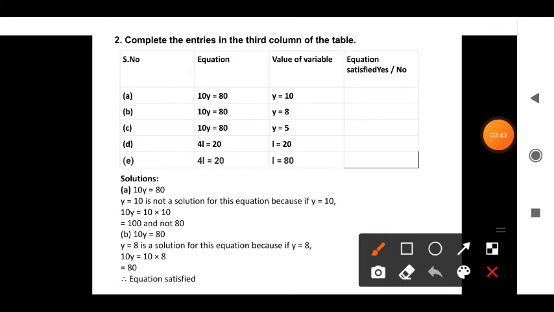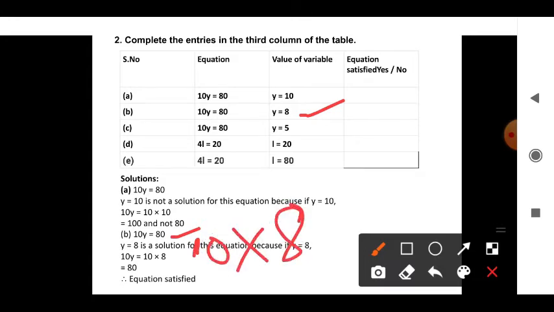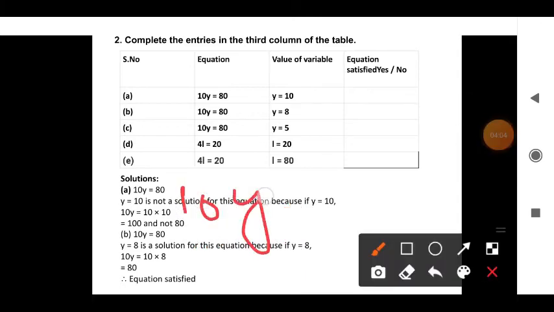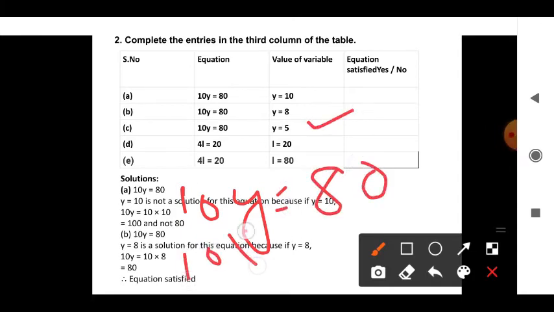Next, 10y equals 80. So here y equals 8. Instead of y you have to substitute 8. So here 10 into 8 is 80. So here the equation is satisfied. So it is yes. Like that in the third problem, y equals 5. If you substitute y as 5, 10 fives are 50. So it is also not satisfied. It is also no.